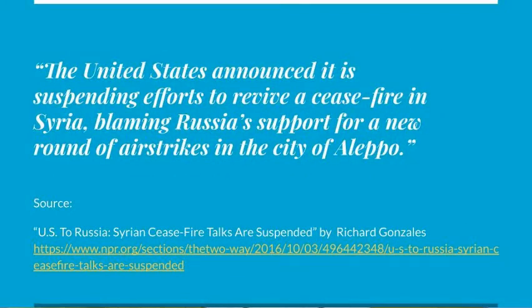Let's look at our next example. The United States announced it is suspending efforts to revive a ceasefire in Syria, blaming Russia's support for a new round of airstrikes in the city of Aleppo. So again, I know it's a little bit complicated of a lead and something that we're not used to reading, but this is basically telling us that the U.S. was going to stop supporting and giving effort to a ceasefire in Syria because of something that Russia had done.